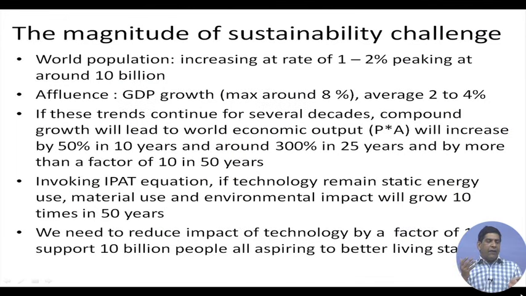Then affluence is related to GDP growth, which is at most around 8%, and the average is around 2 to 4%, which is the global average. Developing countries like India and China are progressing at a much higher rate than most developed countries right now, because the developed countries already have a big base. Our base is small, so our GDP growth comes out much bigger.